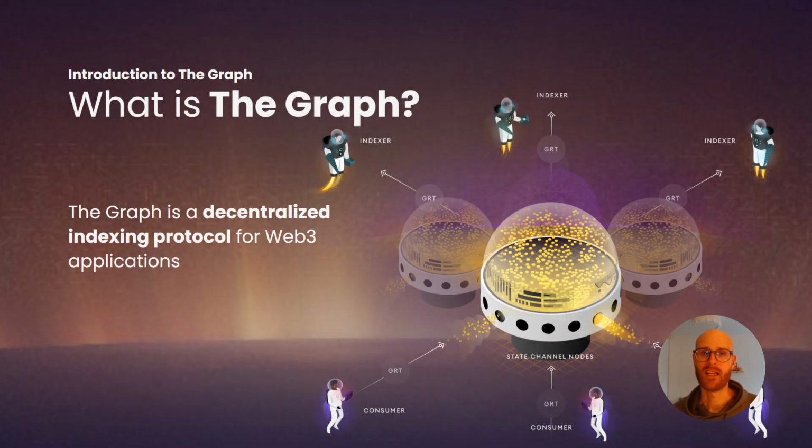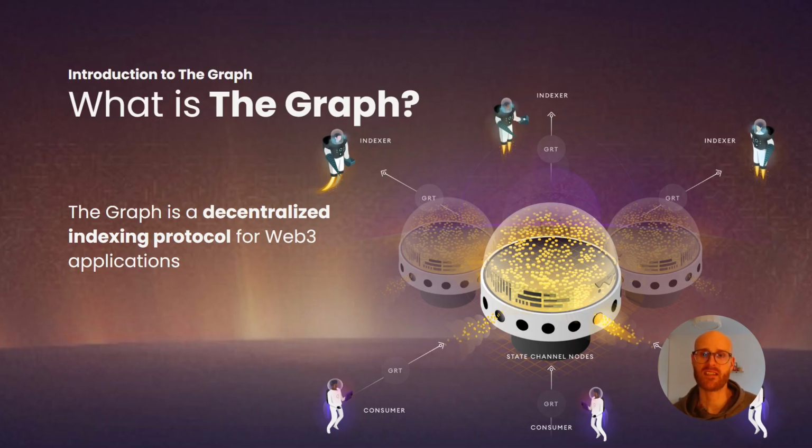So first of all, let's ask ourselves, what is the graph and what does the graph do? In a really simple way, you can consider the graph as the Google of blockchains. Now, this comparison is not 100% accurate because the graph is not designed for end users, but for machines. But in one way, the graph is organizing data of blockchains. And as such, the graph is a decentralized indexing protocol for Web3 applications.